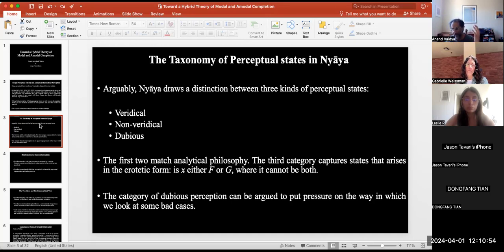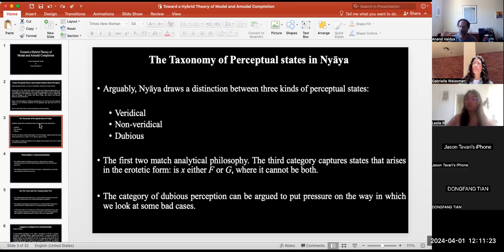There's not a cup over there. There is a person over there. There is not a post over there. All of those are cases in which we have what we often call assertive content, because it's truth evaluable. It gives accuracy conditions and veridicality constraints. And so the Nyaya theorists think that, well, that is correct. The perceptual states can be divided along those lines, but there are also these other states which are dubious.